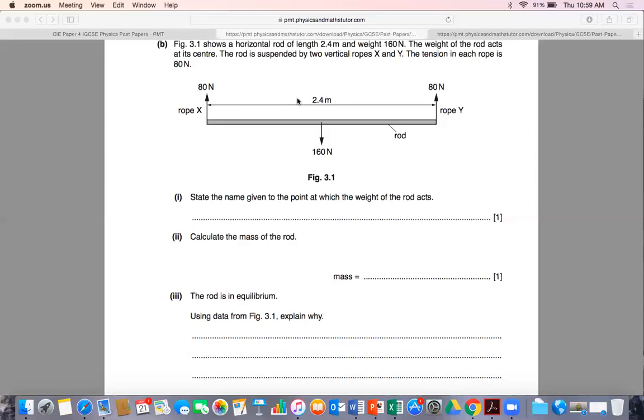So the moment on the left-hand side is 80 times 1.2. The moment on the right-hand side is also 80 times 1.2, which means the anti-clockwise moment is equal to the clockwise moment. You want to mention that as well. Remember we looked at this during the Star Wars presentation? You want to note that the anti-clockwise moment equals the clockwise moment because on both sides it is 80 times 1.2.